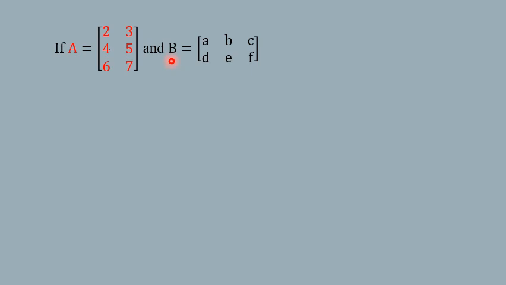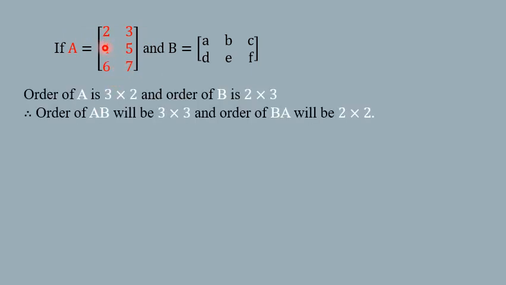Similarly, it is possible to find product BA because the number of columns in B is equal to 3 and the number of rows in A is equal to 3. So here the order of A is 3 by 2, the order of B is 2 by 3. So the order of AB is 3 by 3, the number of rows in A and the number of columns in B. And the order of BA is the number of rows in B, that is 2, and the number of columns in A, that is 2. So the order of BA will be 2 by 2. That means the product BA contains 2 rows and 2 columns.